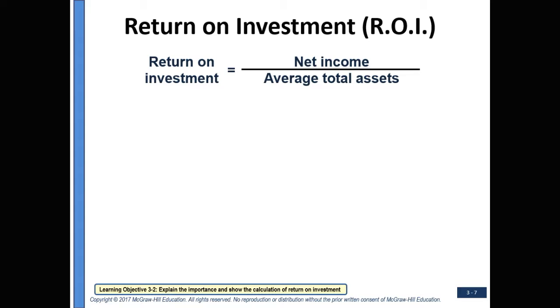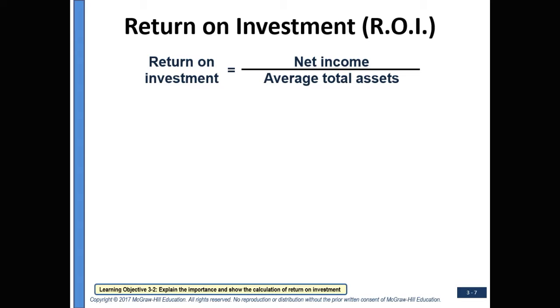Now remember, when we say something like average, to take you back to your accounting principles classes, that is what the total was at the beginning of the period, what the total is at the end of the period, add it together and divide it by 2. So we take total assets at the beginning of the period plus total assets at the end of the period and divide it by 2. Then we take that value and divide it into net income.